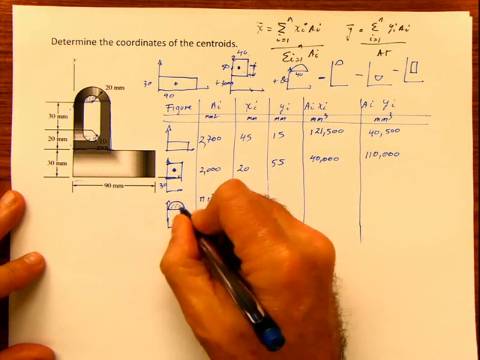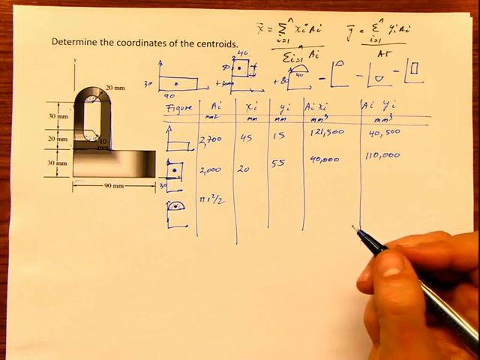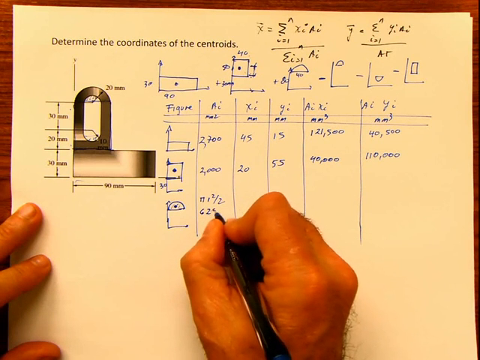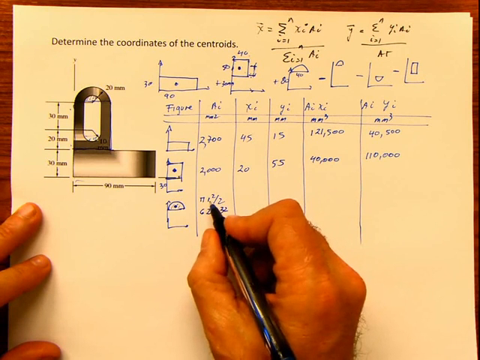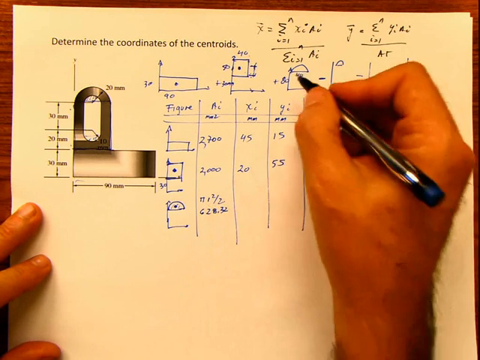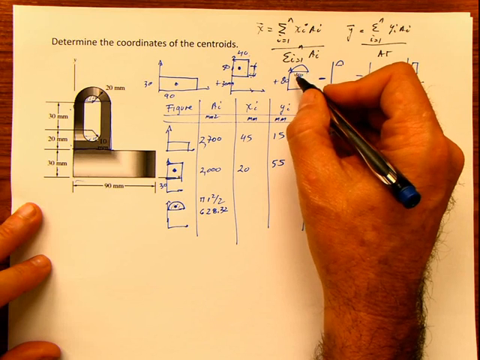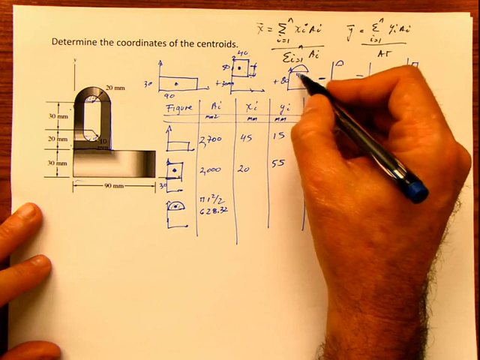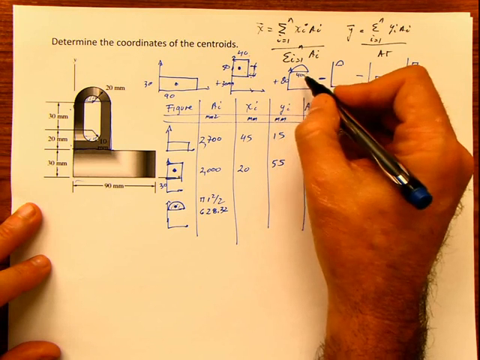Because it's a semicircular area. Centroid right there. How much is pi r squared divided by 2? 628.32, which is basically... r is, how much is r here? R is 40. So 40 squared divided by 2.